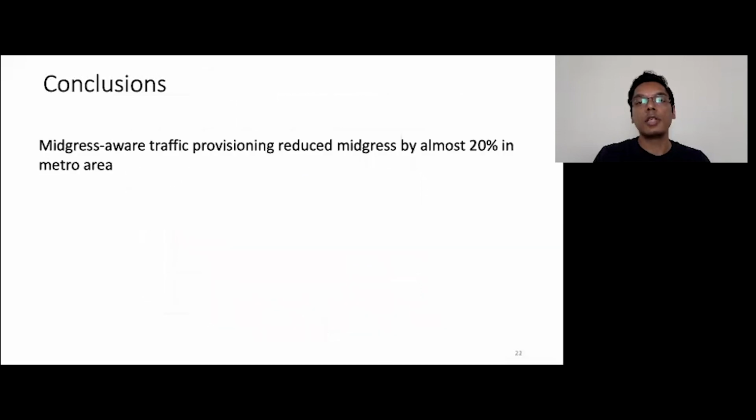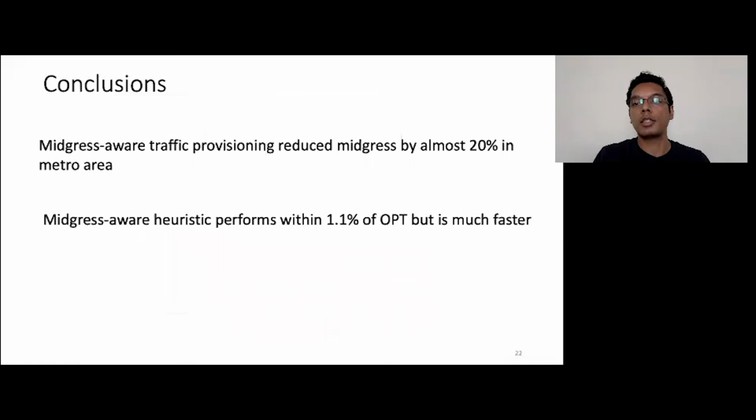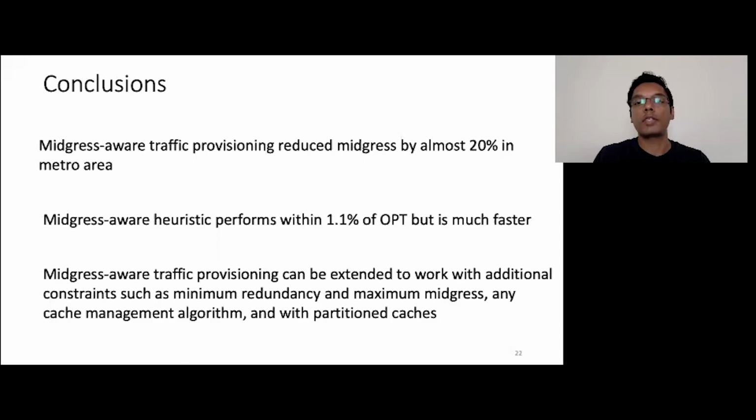Now, to conclude, in this work, we show that midgress-aware traffic provisioning can reduce the midgress by nearly 20% when compared to a midgress-unaware baseline. We also proposed a fast heuristic that performs almost as well as the optimum and is well suited for production settings. Finally, we showed how midgress-aware traffic provisioning can be extended to work with additional constraints such as minimum redundancy and maximum midgress, and with different cache management algorithms and with partition caches.